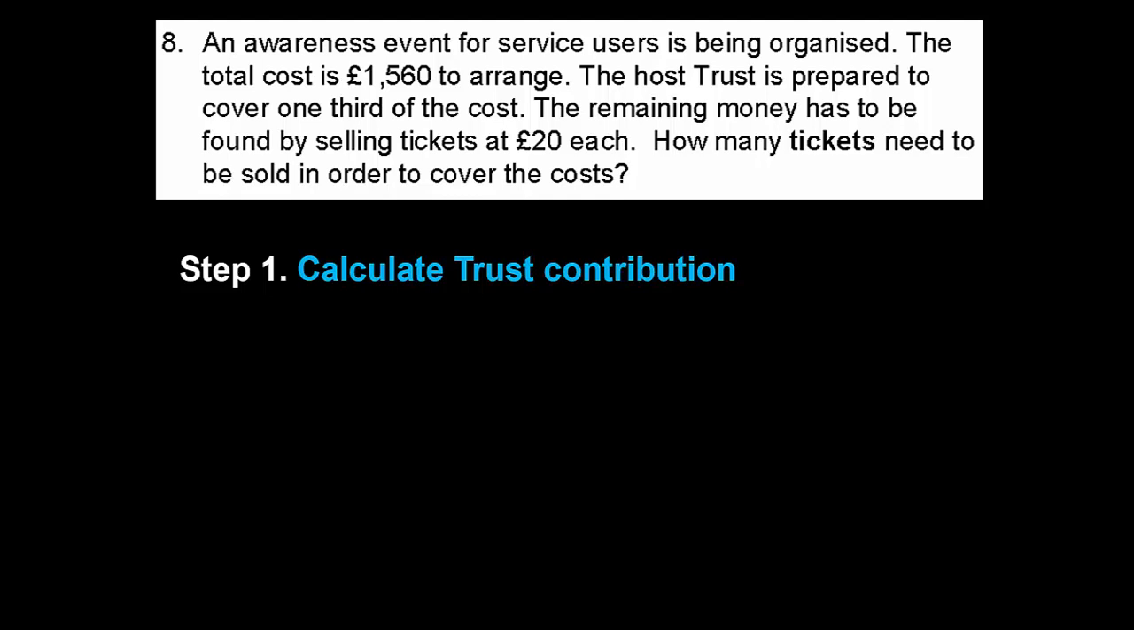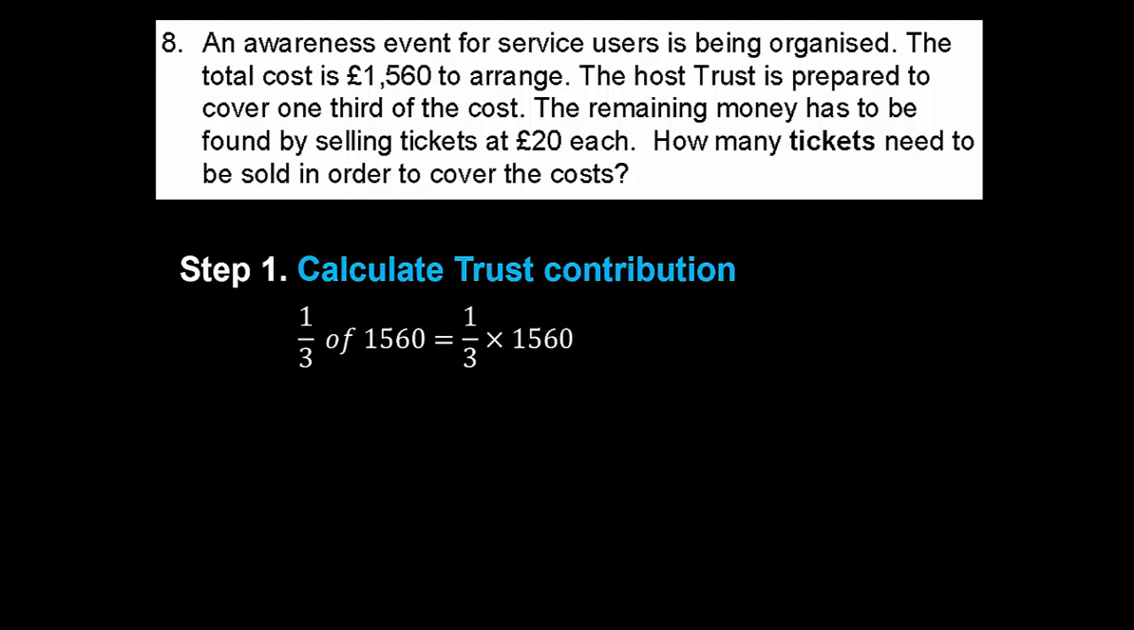First step should be, let's calculate the trust contribution. Now we've been told the trust is going to cover 1/3 of the cost of that event. So I need to find 1/3 of 1,560. Now I could write it as 1/3 times 1,560, using that idea in an earlier question of the word "of" becoming a times. That would be 1 divide 3 times 1560.